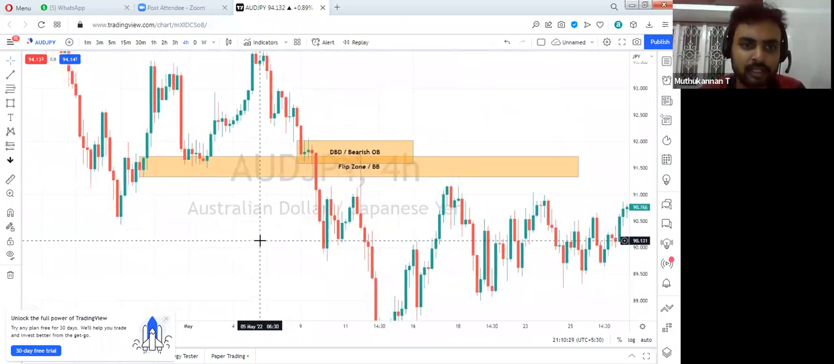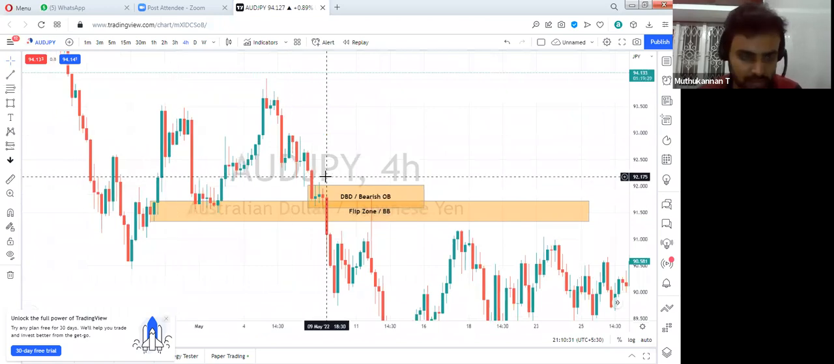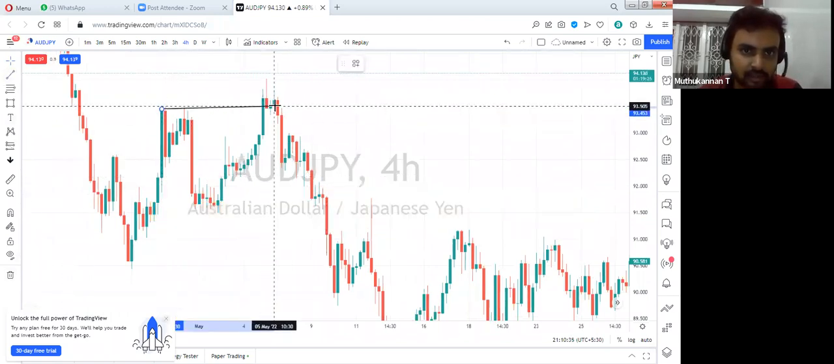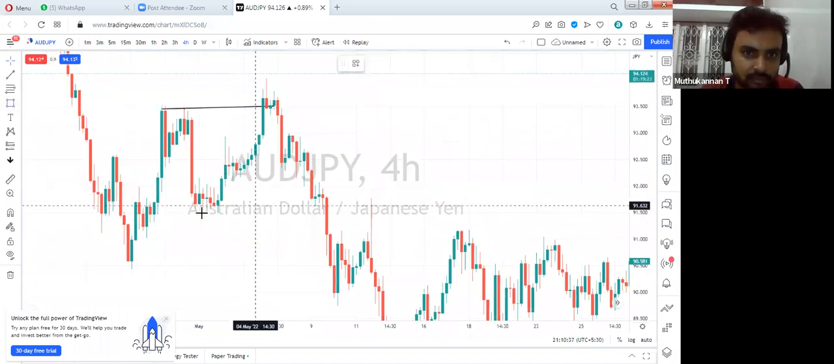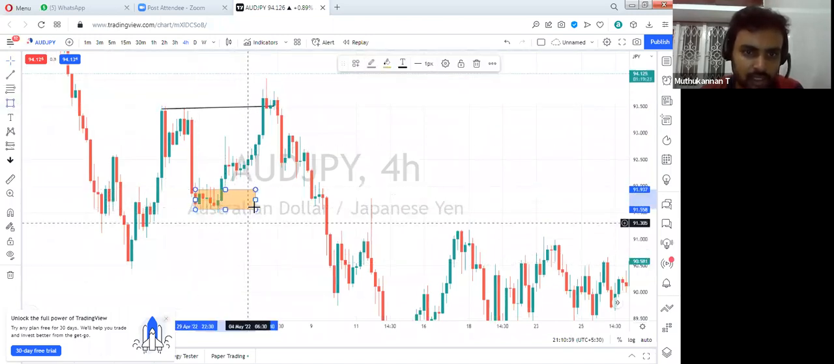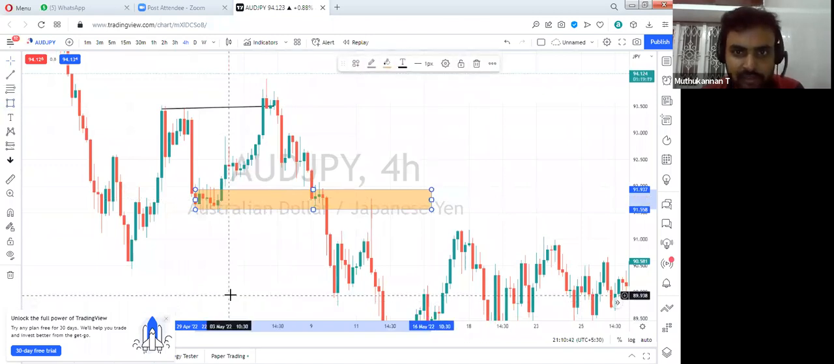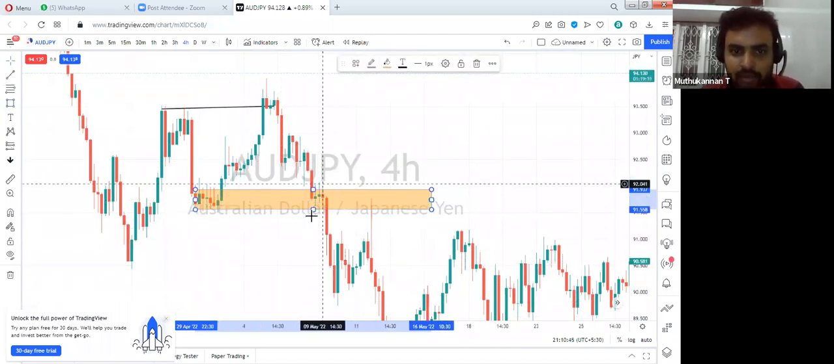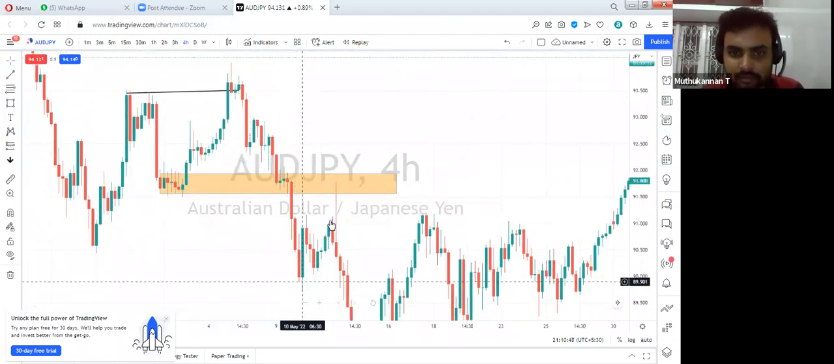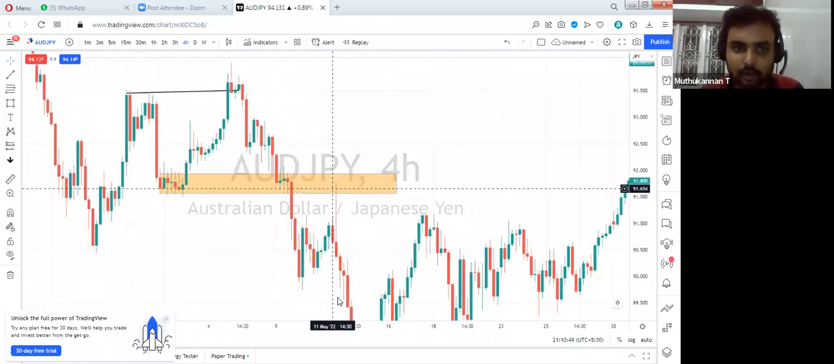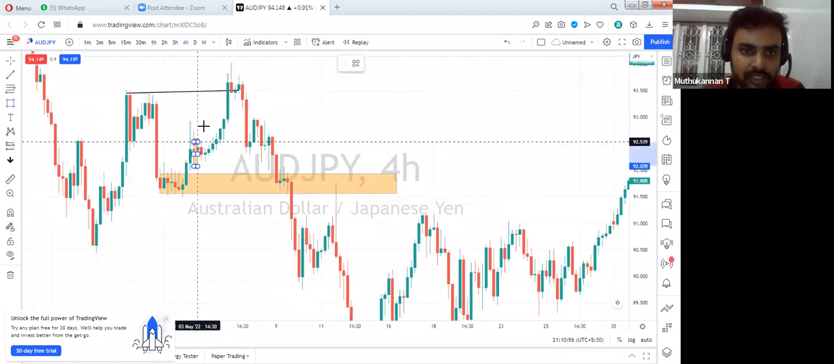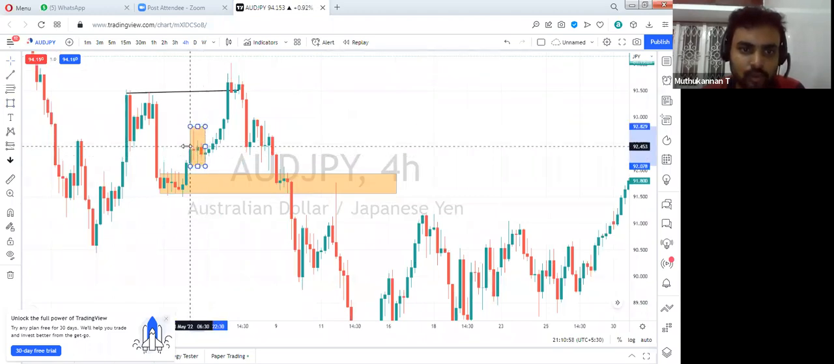And you can still say here, let me delete everything. This is a breakout structure, right? This is my order block, and my order block has failed, correct? Now it's become a breaker block. Price touched here, fell down. You can still consider it like this also. This is my rally base rally zone, right?